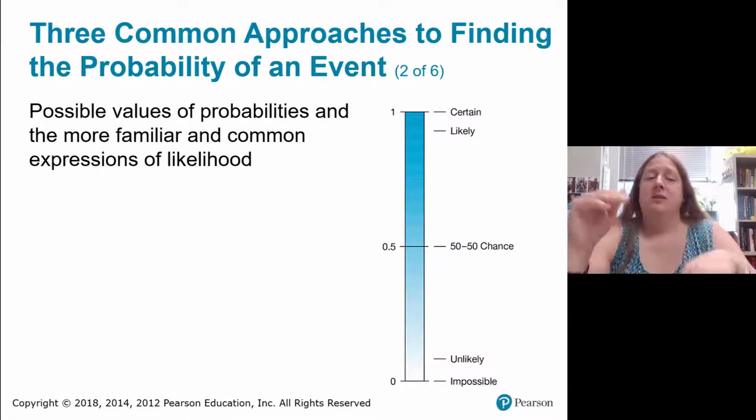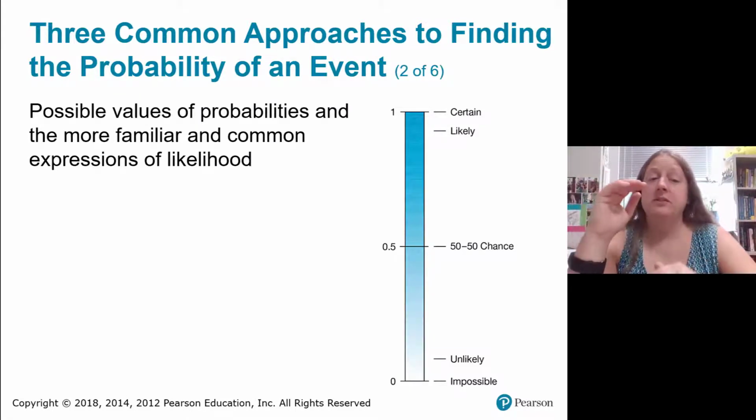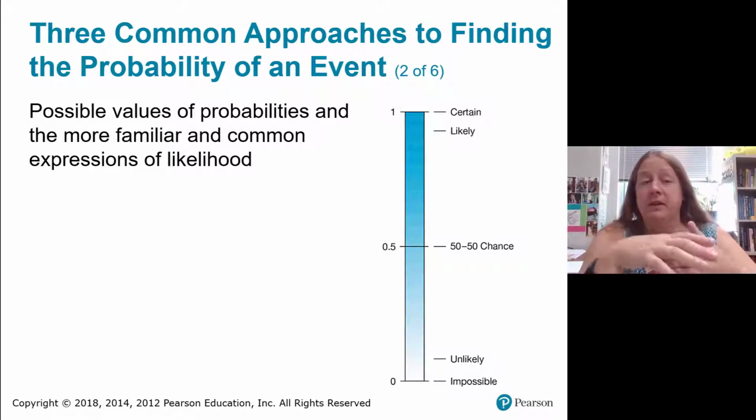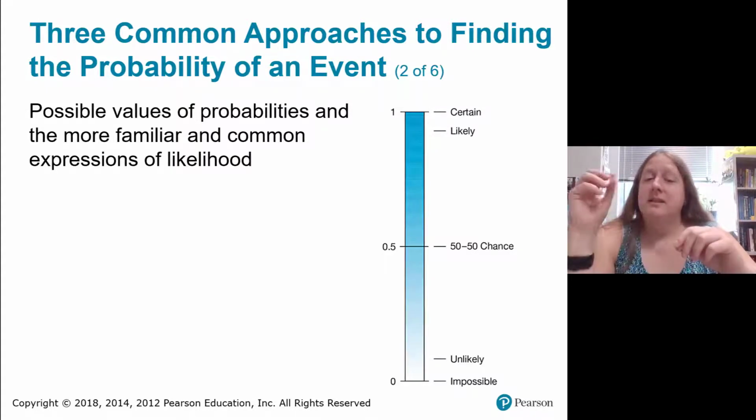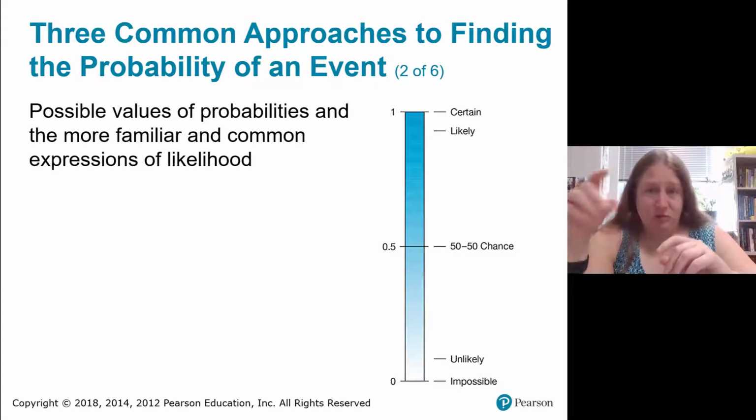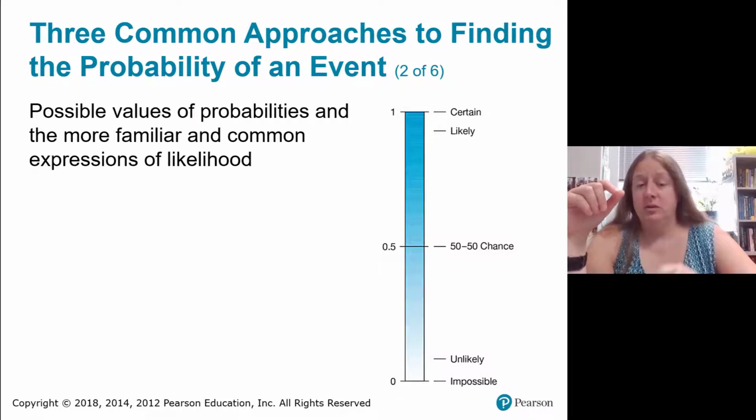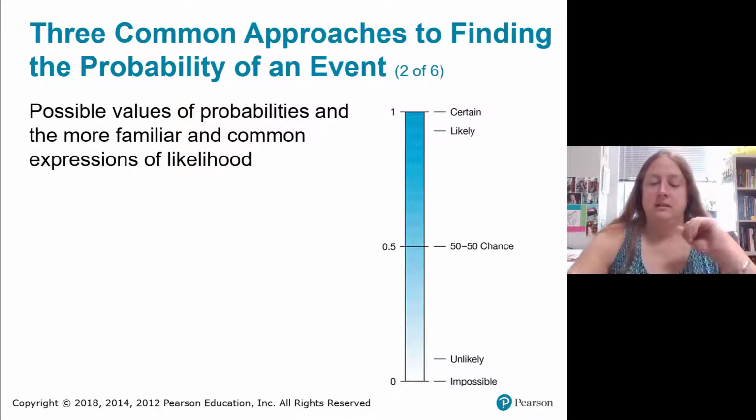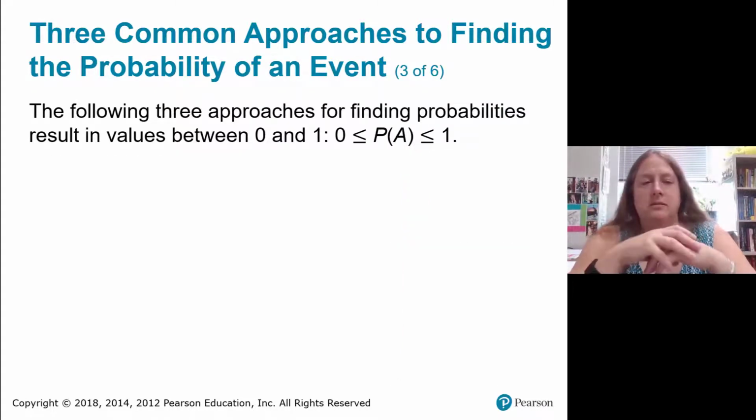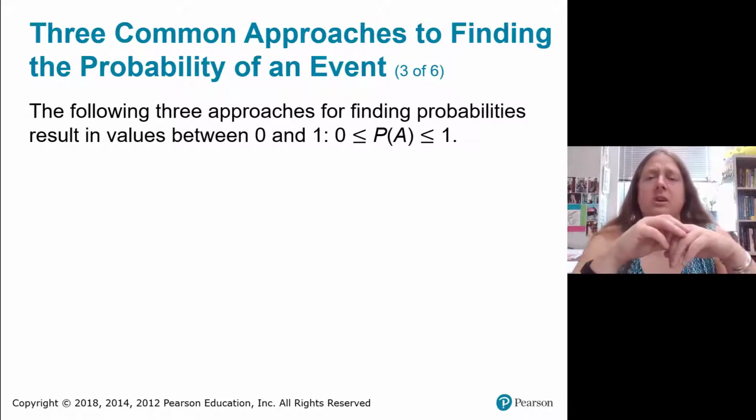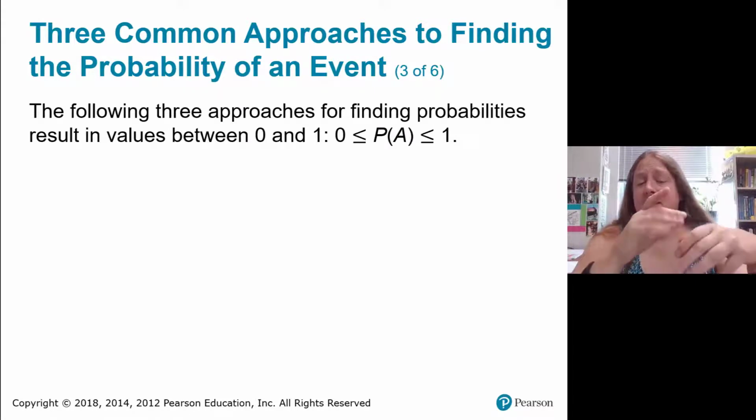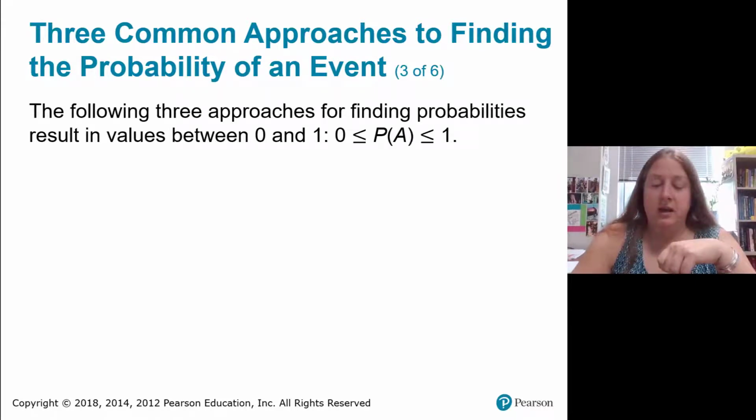So again, we have this scale from 0 to 1 of possible probability values. And 1 is certainty, close to 1 is very likely, 0 is impossible, close to 0 is unlikely, and that 0.5 value is kind of a 50-50 split. So let's talk about how we're going to find these probabilities, these values between 0 and 1, of an event A.